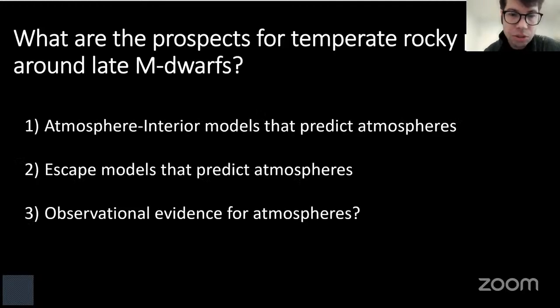So this is a three-part talk. The first part of it, I'll present some work on atmosphere-interior evolution models that makes a case for why these objects might hold on to secondary atmospheres. And this is the work of my research group. And then in the second two parts of the talk, I'll talk about some other literature on escape models that perhaps suggest the same thing. And at the end, perhaps some tentative observational evidence for atmospheres that might support this story.